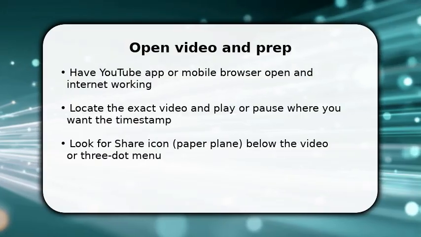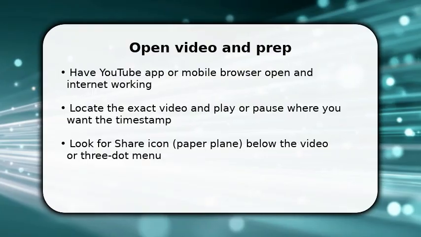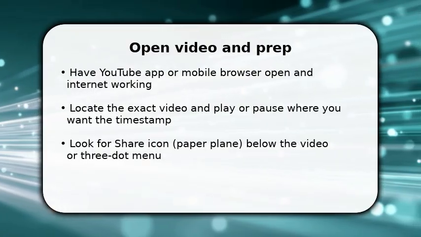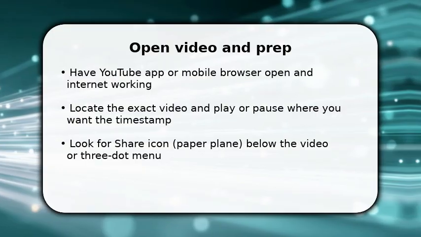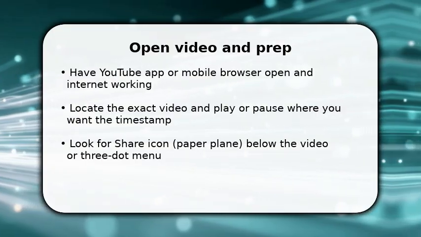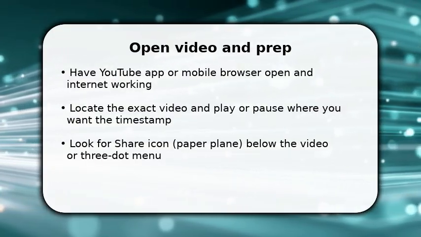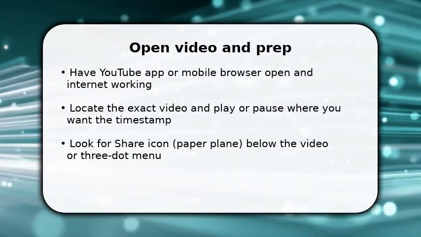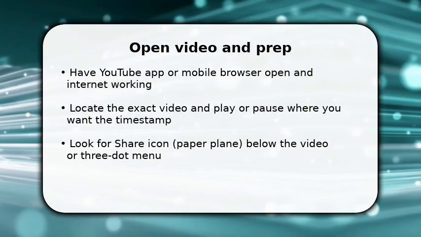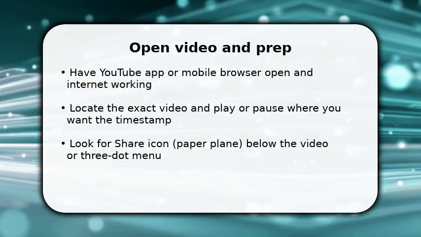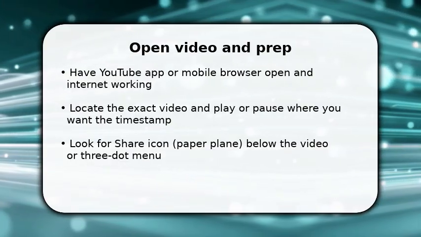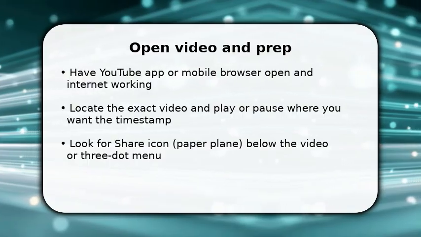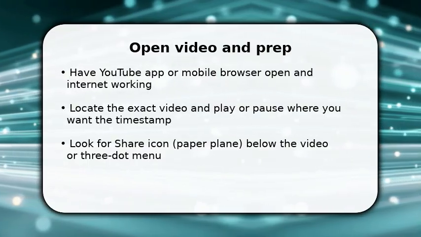You're starting right at the video. Open YouTube on your phone and load the clip you want. Make sure your connection is stable so the share options populate. Tap the video to reveal controls, then locate the share icon under the title or use the three-dot menu on the upper right. This step gets you to the system share sheet quickly. It's the gateway to copying the precise link, including a timestamp if you share from the current play position.